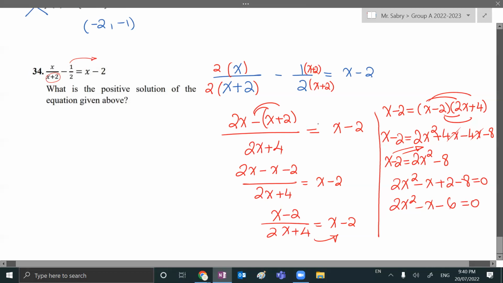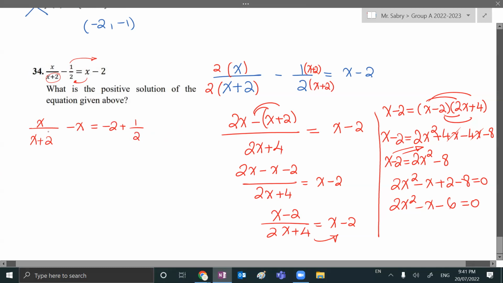So this is the too complicated part. That's why I tell you it's better to have the x's on one side and the numbers on the other side. If you move the negative half to the other side, I'll have here x over x plus 2. I'll move the x to this side, moving x over x plus 2 entirely to the other side, and put x minus 2 equals negative half. It works. Both work.